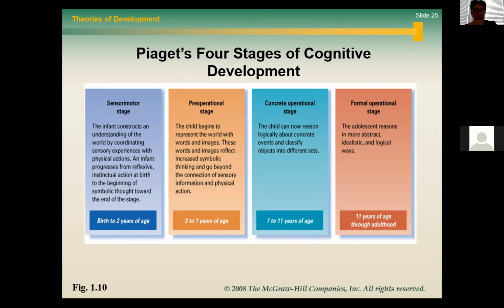The third stage is the concrete operational stage. They can achieve the goals of reasoning and logic, concentration, and classifying. It is ages 7 to 11. The formal operational stage is after 11, adolescents and all other children, with more abstract thinking and idealistic and logical ways of reasoning. Sensorimotor refers to infants, pre-operational to toddlers and early childhood, concrete operational from middle childhood to adolescence, and after that, the formal operational.